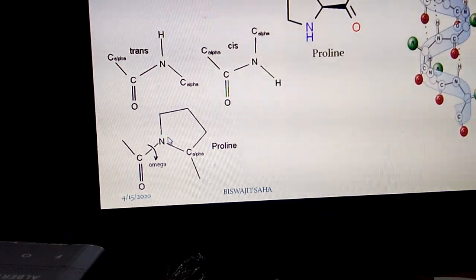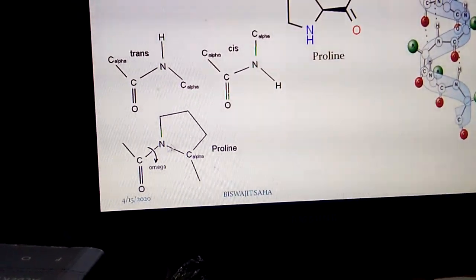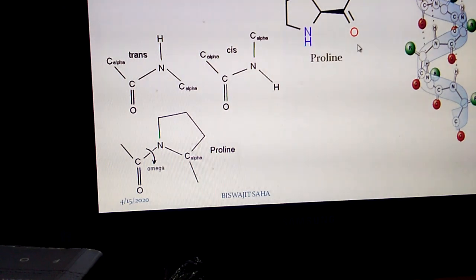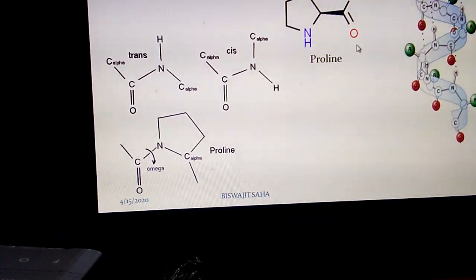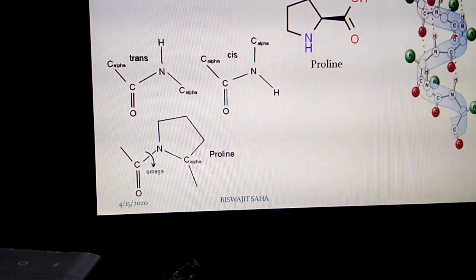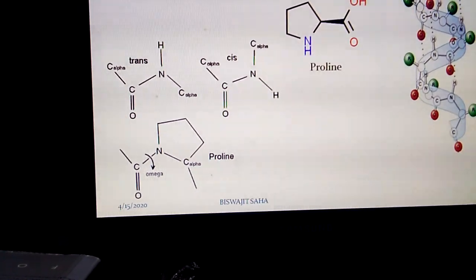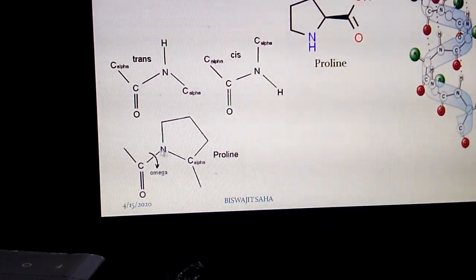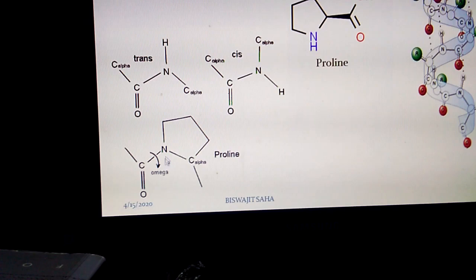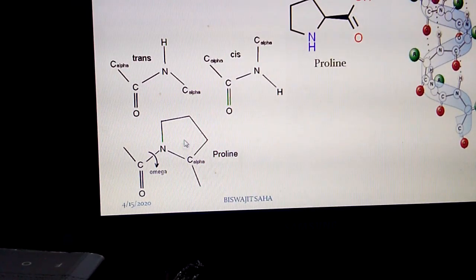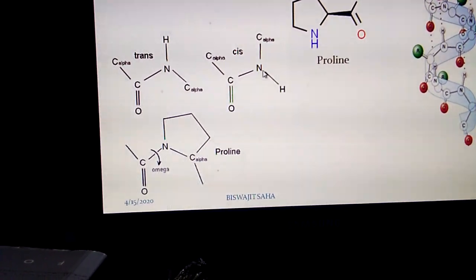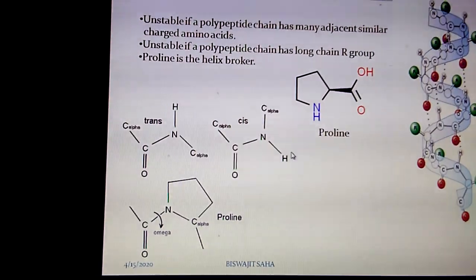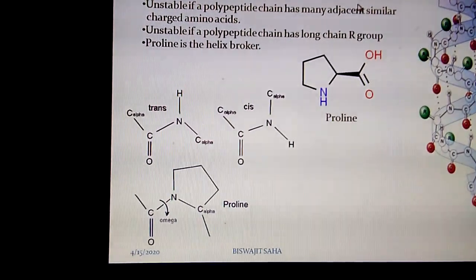And number two, because nitrogen is part of the rigid ring, there are constraints on the formation of alpha helix due to the presence of the proline residue. Because the proline nitrogen is part of the rigid ring, rotation about the N-C alpha bond is not possible, because if you rotate this bond, the whole proline molecule will get rotated. So rotation about the N-C alpha bond is not possible. That is why proline is the helix breaker. So this is the stability of alpha helix.